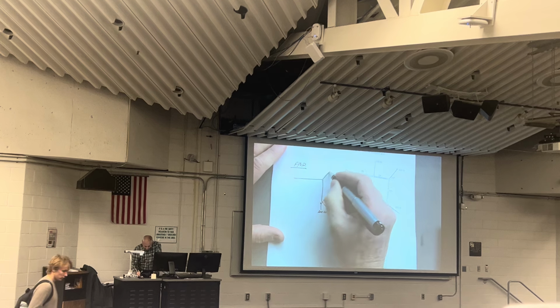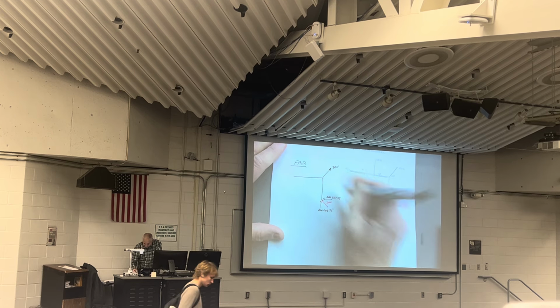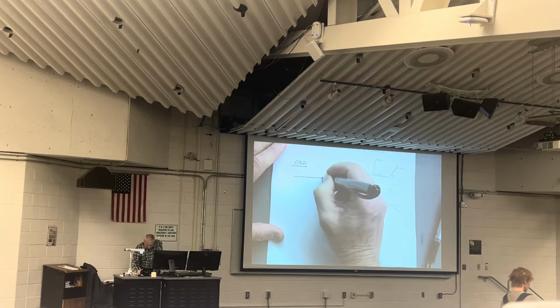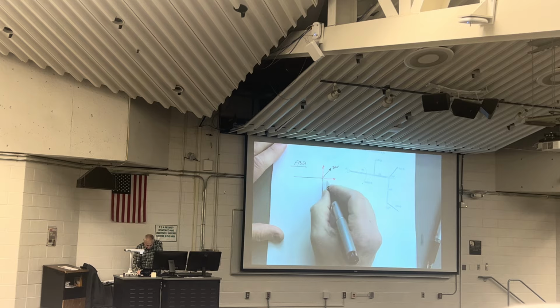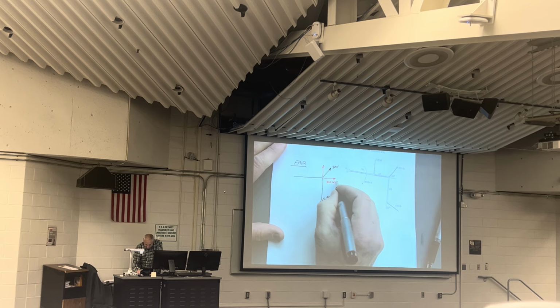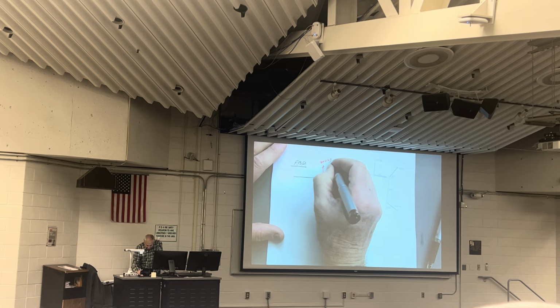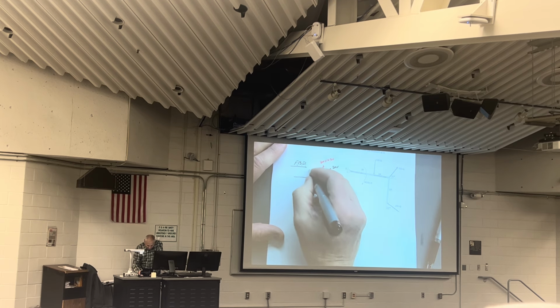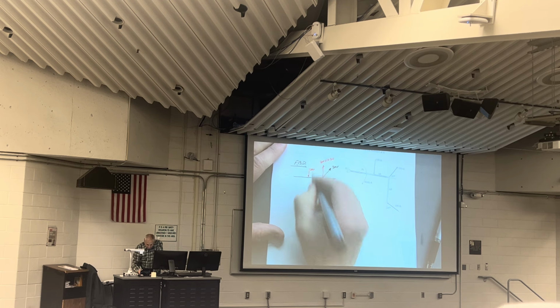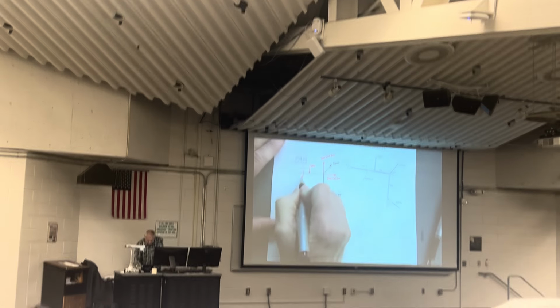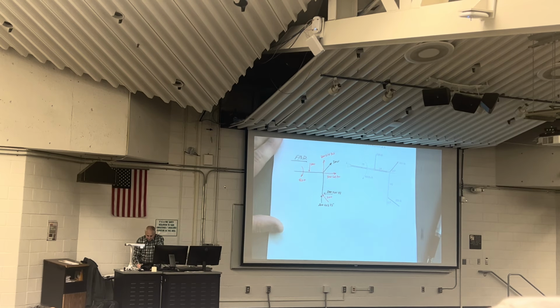Over here I have another one, 300. I'm going to break that up into an x and a y. That's going to be 300 cosine 30, 300 sine 30. This one's already, I don't have to break that up, it's in the y. And then I have a moment, 400.